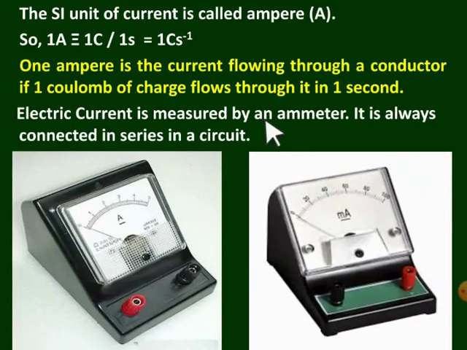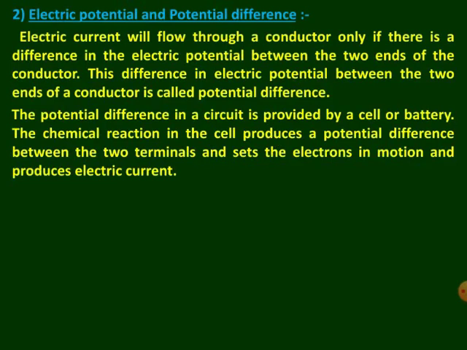Next, let's see about electric potential and potential difference. Electric current will flow through a conductor only if there is a difference in electric potential between the two ends of the conductor. Free electrons are present inside the conductor, and they can move from one point to another in a zigzag path like this. But if a source of EMF, like a cell, is connected, then instead of moving in a zigzag path, the free electrons will move in a particular direction from one end of the conductor to the other end.